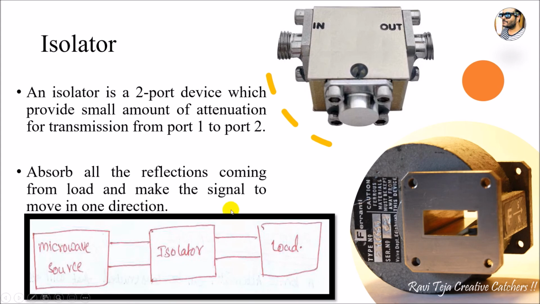This is how the diagram is drawn. This is a microwave source. All the signals generated by the microwave source are given to an isolator as an input, and the output emerging from the isolator in a single direction will be connected to the load. Okay.